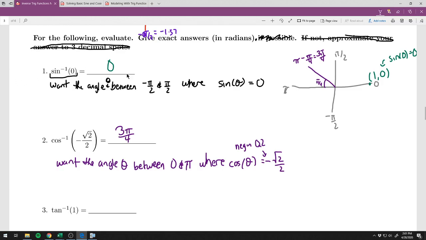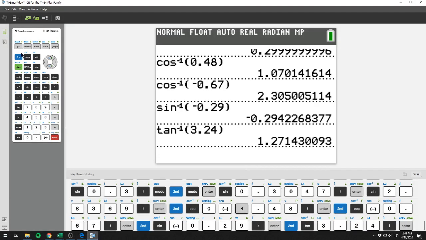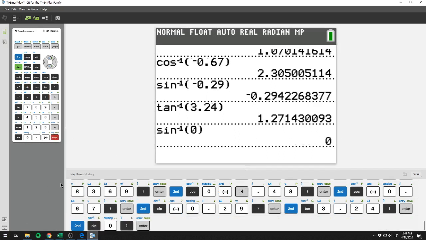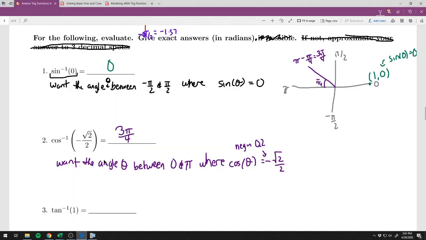You type in sine inverse of 0, we'll get 0. Might as well do that just so you can see. But that's a nice number. You don't have to compare a decimal. If you want to check your answers here, there's kind of two ways to do it. I like to just do the direct thing.